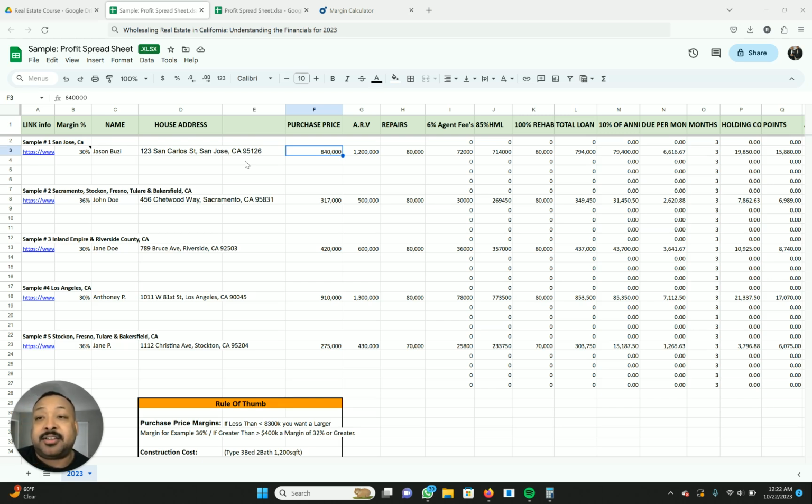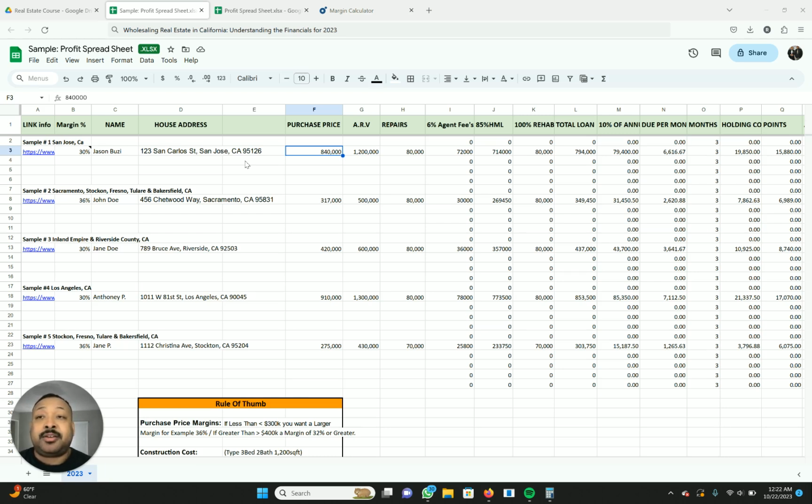So I did San Jose, California, which is going to represent the Bay Area. Right now, the median home price in Silicon Valley is 1.4 million. And on this sample, I did 1.2 million because that was the first house that I flipped. Sacramento, the median home price I think is around 500,000. Riverside, 600. Los Angeles is 1.3 million, and Stockton is around 430,000. So those are the numbers we're going to be using on the spreadsheet, because every different part of that market, you're going to have a different profit margin.